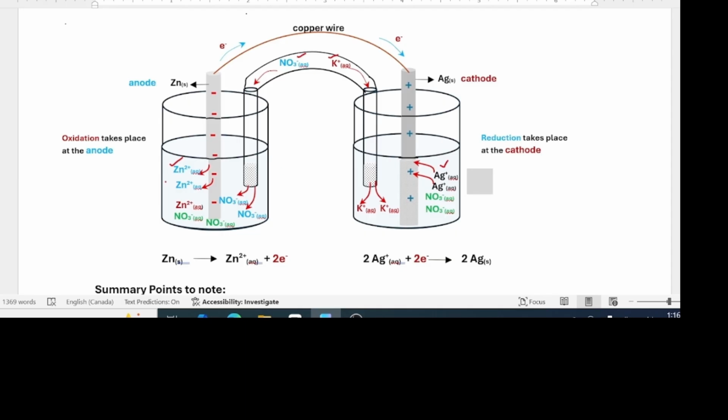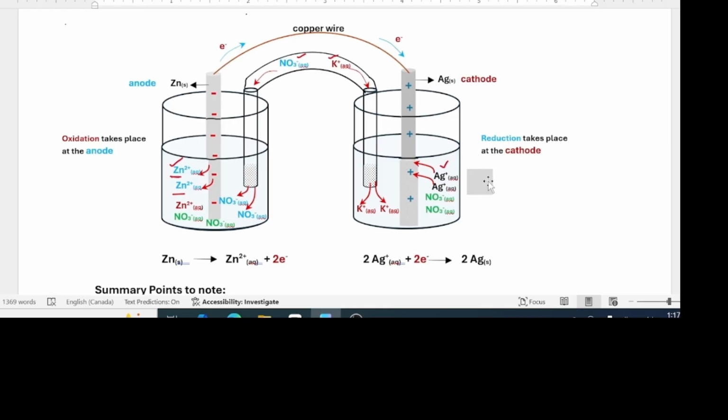Because the zinc half cell is increasing in its positive nature, nitrate ions that are negatively charged will seep through the porous material here to neutralize the positive charges that are created by the ionization of zinc. On the other side, positive potassium ions seep through the porous material to replenish any positive charges lost by the reduction of silver ions that get deposited as silver atoms on the rod.